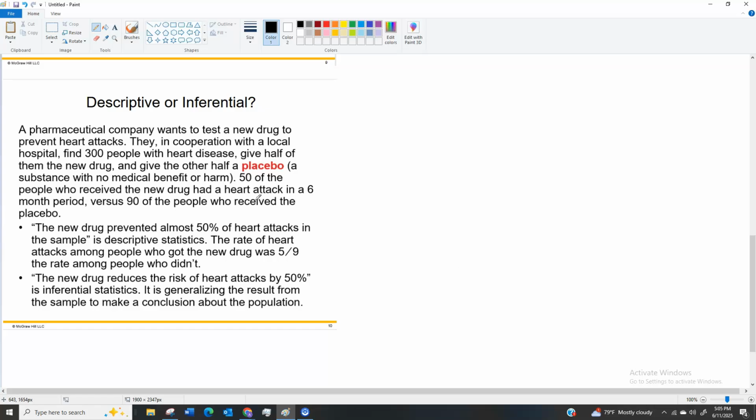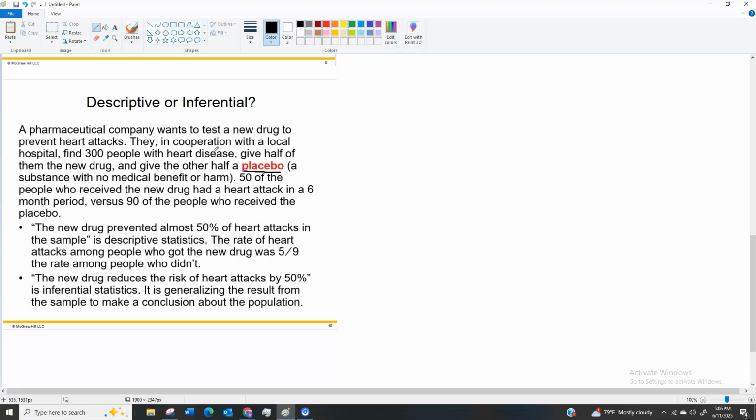And then the last thing we're going to cover in this first section of chapter 1, and this is one of the longer sections in chapter 1, is just this example on deciding whether something is descriptive or inferential. But we're also going to talk about this term placebo. So in the example, it says a pharmaceutical company wants to test a new drug that prevents heart attacks. They, in cooperation with a local hospital, find 300 people with heart disease, give half of them a new drug, and give the other half a placebo. So a placebo is a substance with no medical benefit or harm.